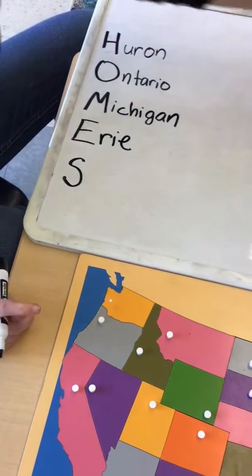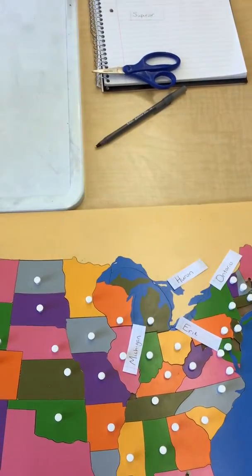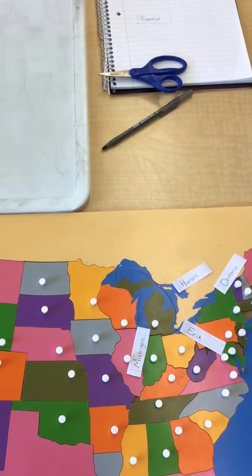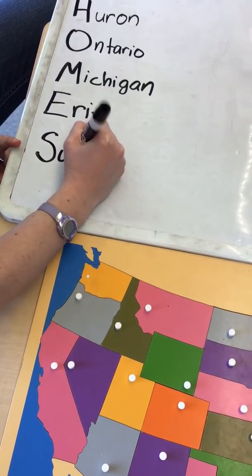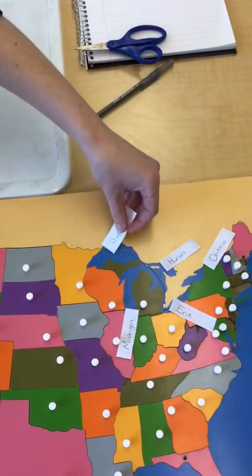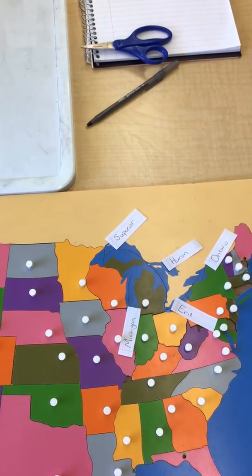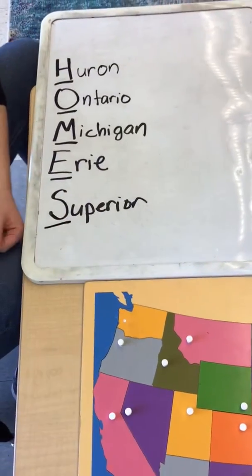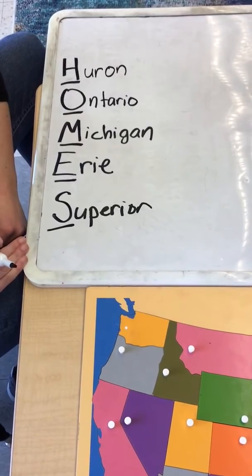Then over here, we've got Lake Erie. E stands for Erie. Lake Erie is this Great Lake down there. And last, but certainly not least, in fact, the largest Great Lake in terms of size and volume is Lake Superior. Lake Superior, like I said, is the largest. It's also the coldest of the Great Lakes, and it's the clearest of the Great Lakes. So if you look at Huron, Ontario, Michigan, Erie, and Superior, the first letter in each of those lakes' names spells the acronym of HOMES.